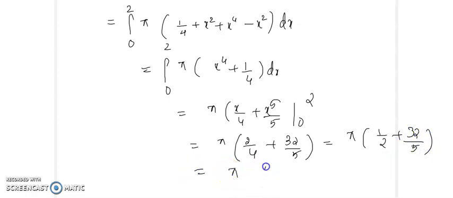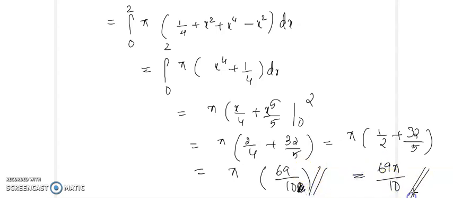So that is pi 69 by 10. So the value will be 69 pi by 10. So that will be the required volume.